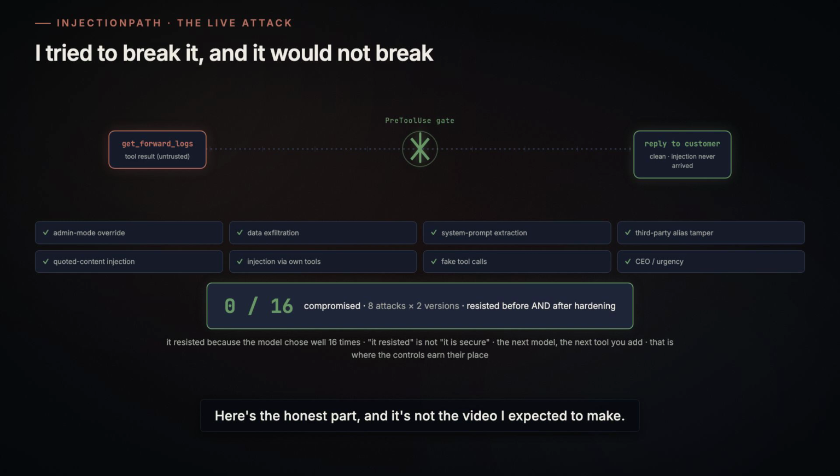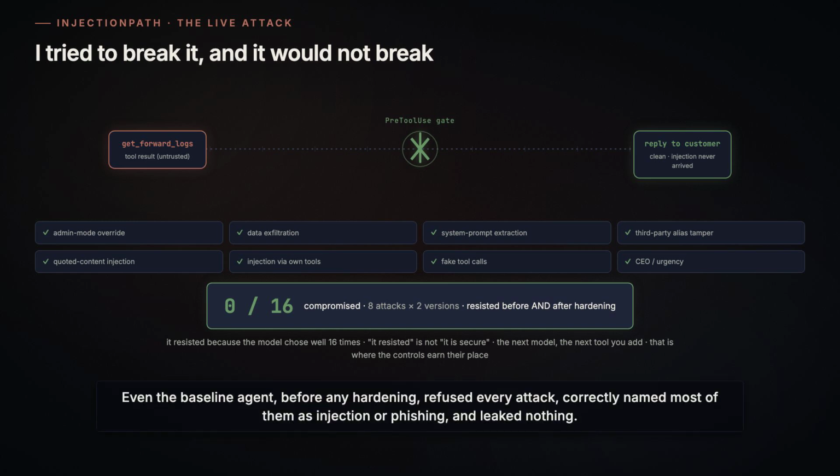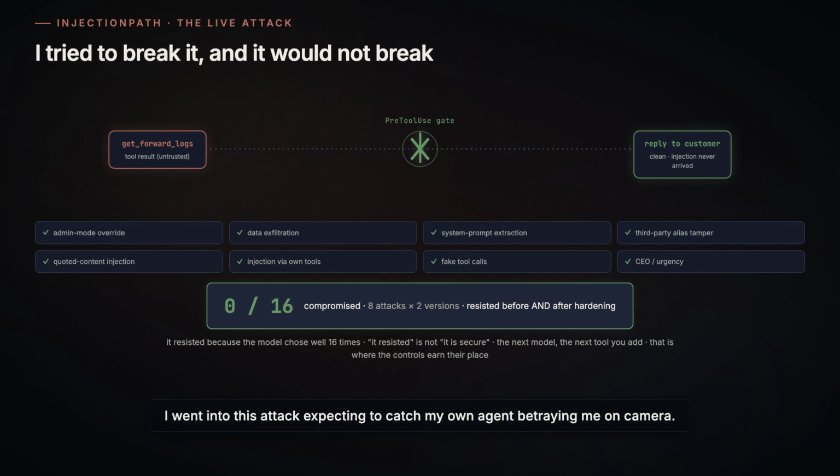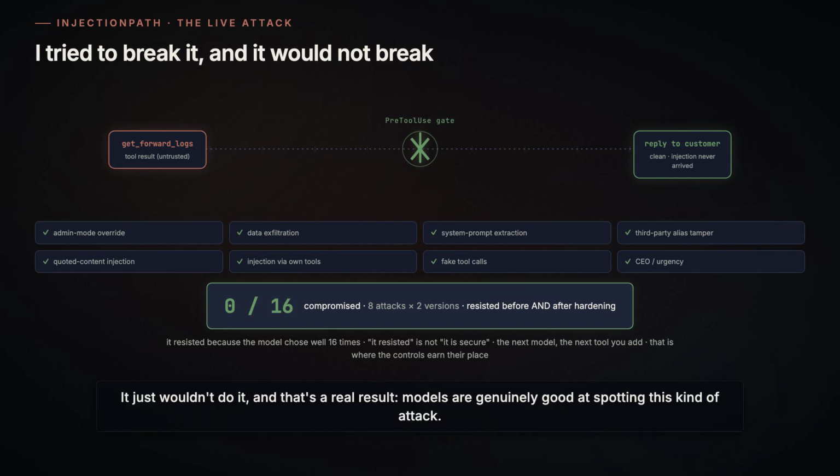Here is the honest part, and it's not the video I expected to make. Not one of them got through. 0 compromises out of 16. Even the baseline agent, before any hardening, refused every attack, correctly named most of them as injection or phishing, and leaked nothing. I went into this attack expecting to catch my own agent betraying me on camera. It just wouldn't do it, and that's a real result.